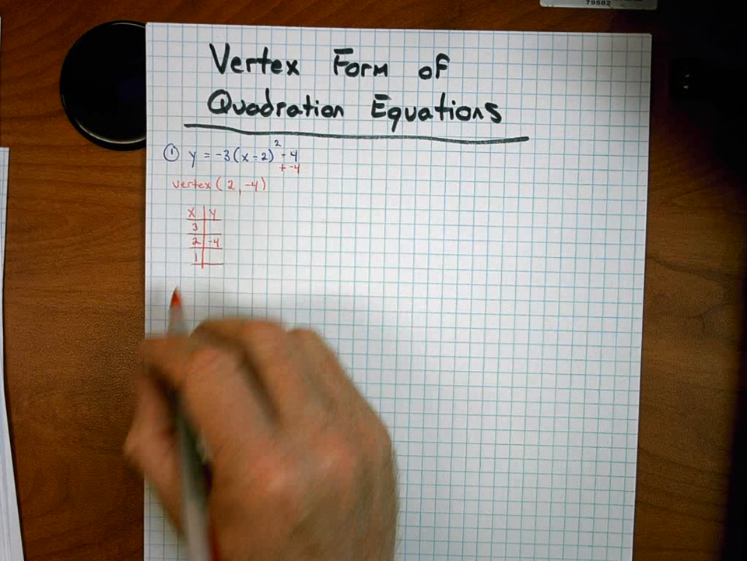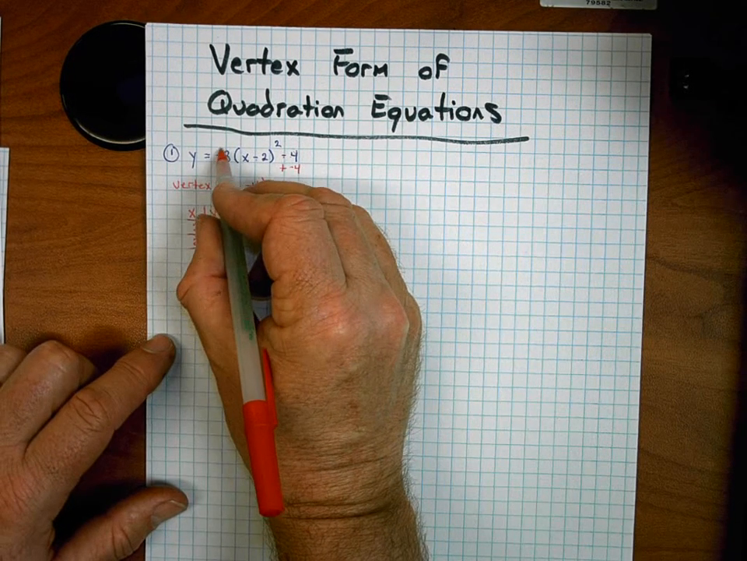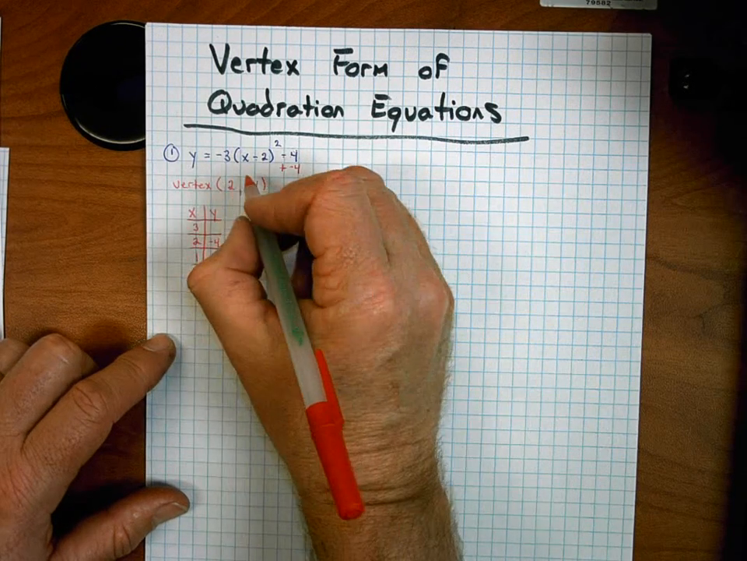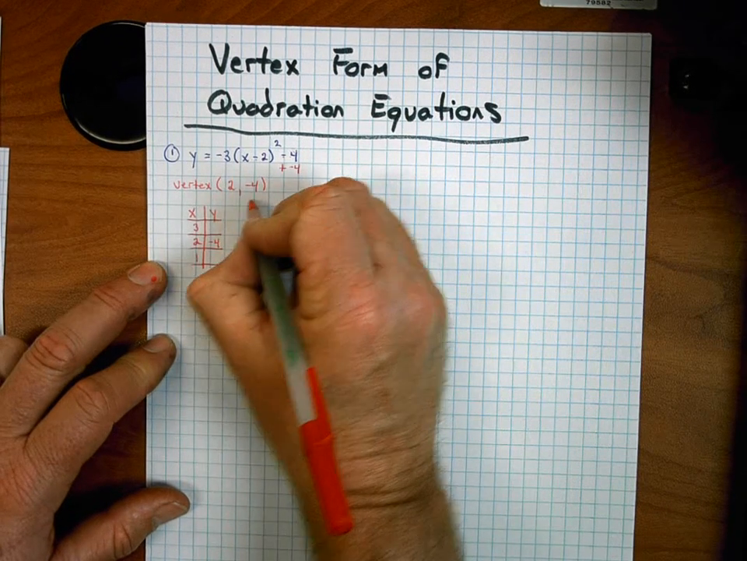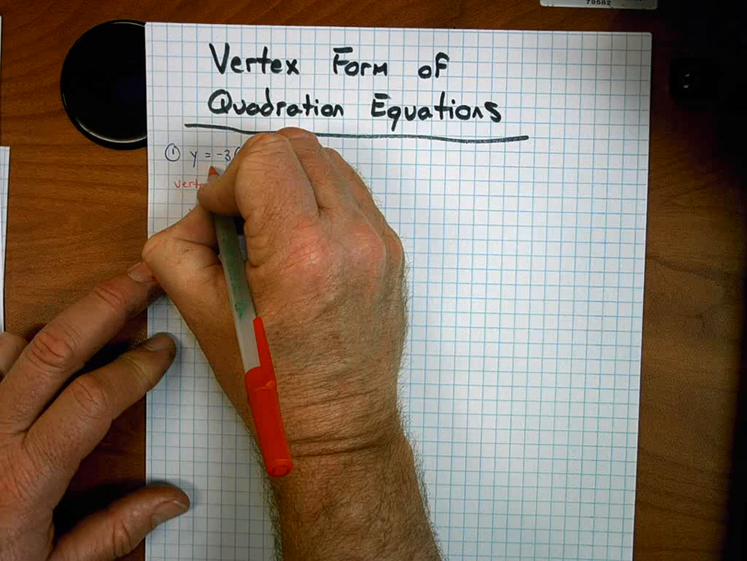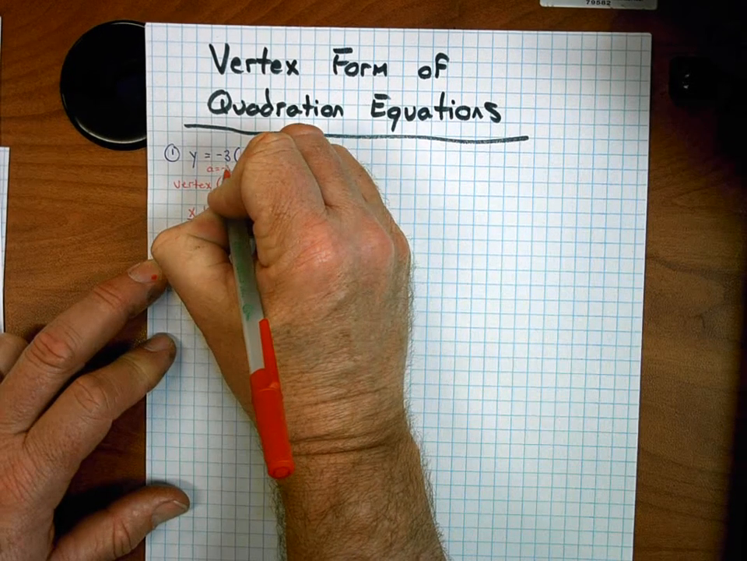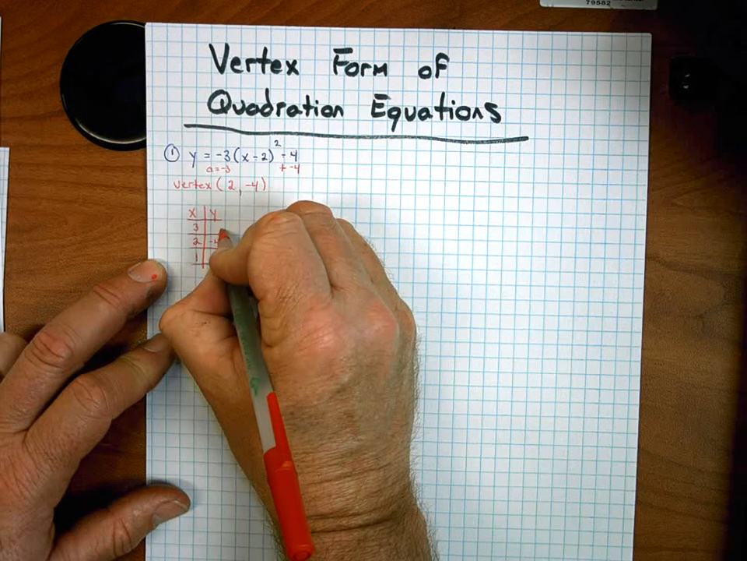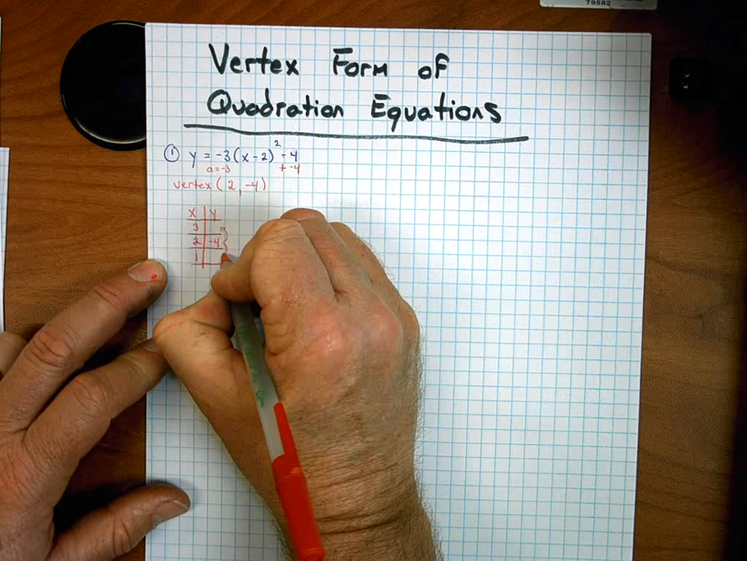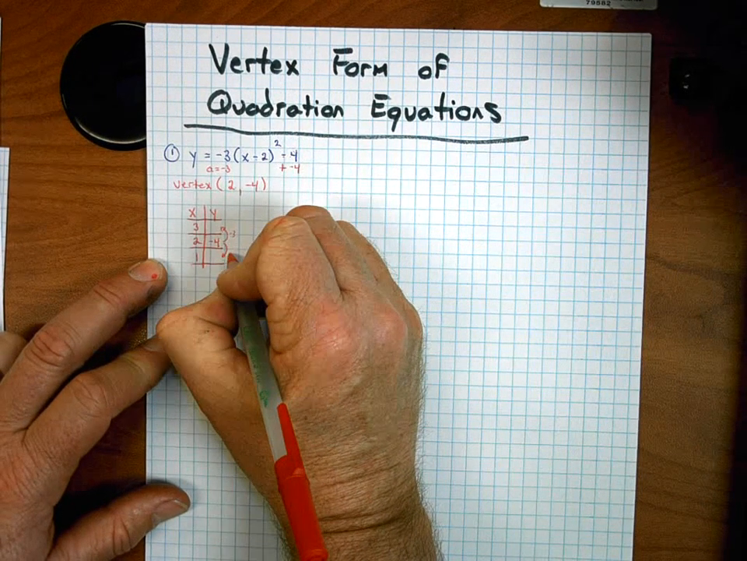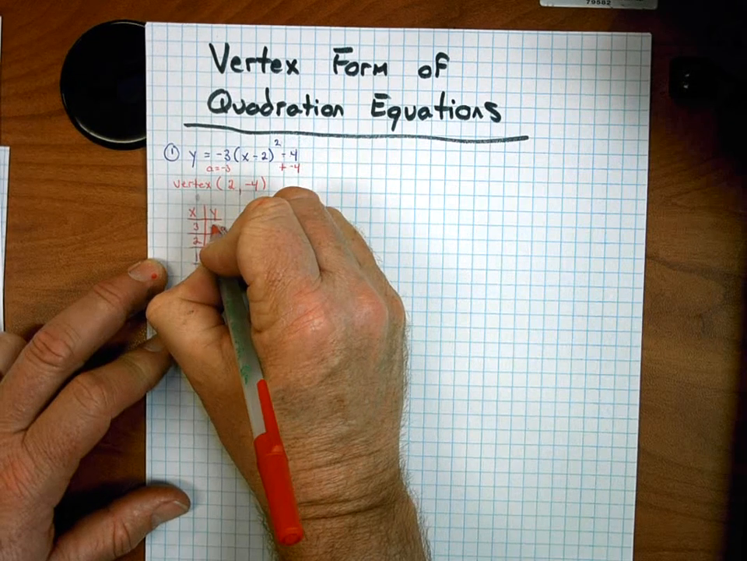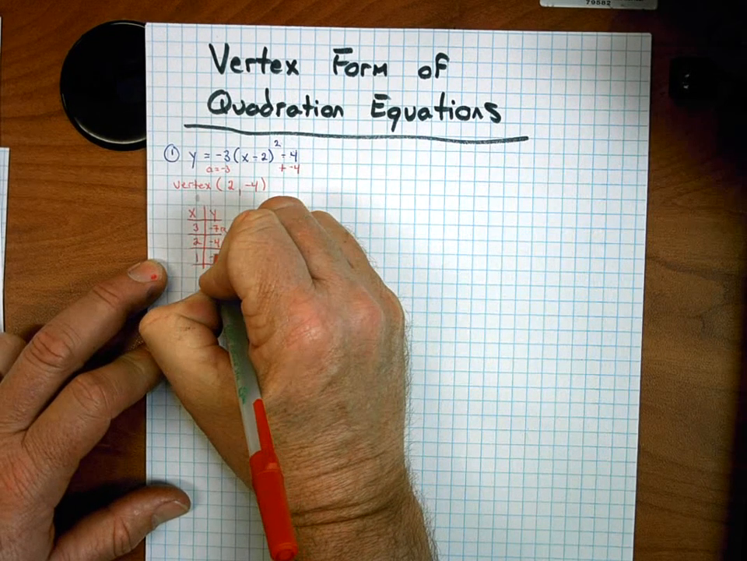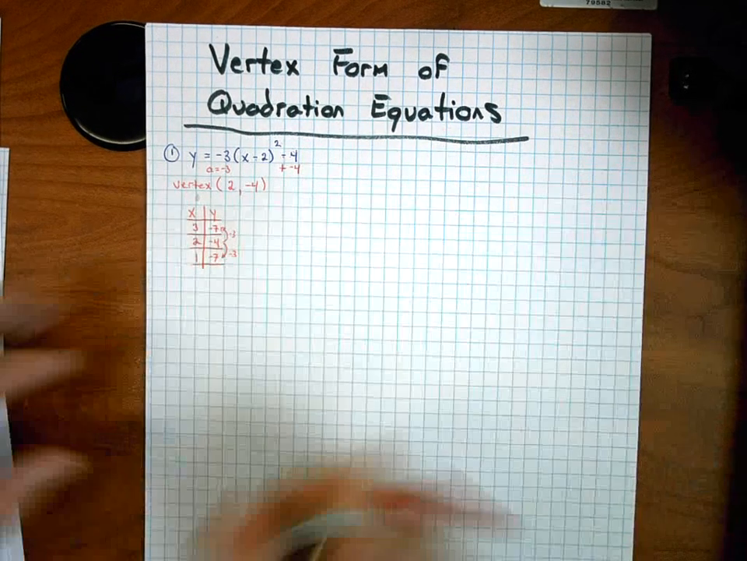Okay, and then what we do is we look at the a value of my vertex form. So if you notice, my a value of my vertex form is -3. So a is equal to -3. So that a value tells me that for each one of my y values, I should go down 3. Okay, so this is going to be -7 and -7, down 3 from the vertex.